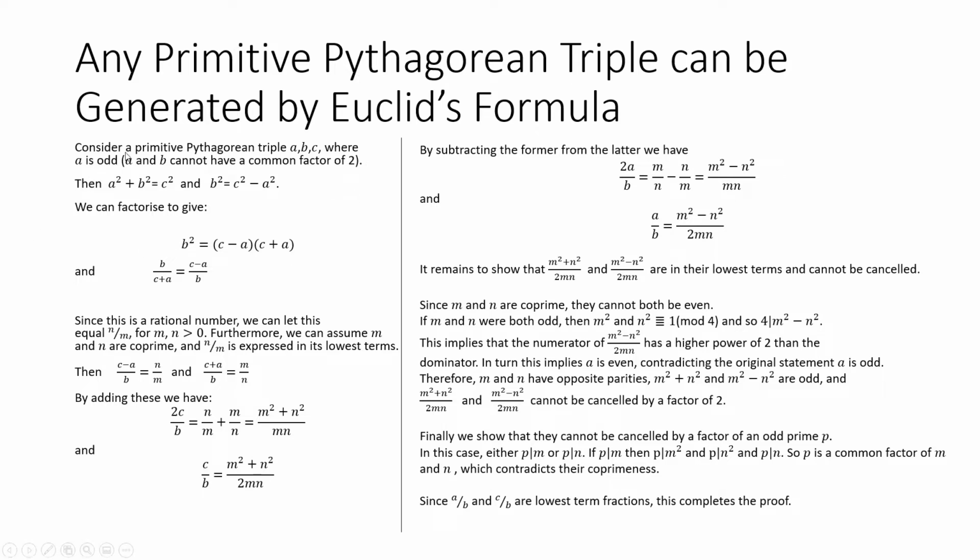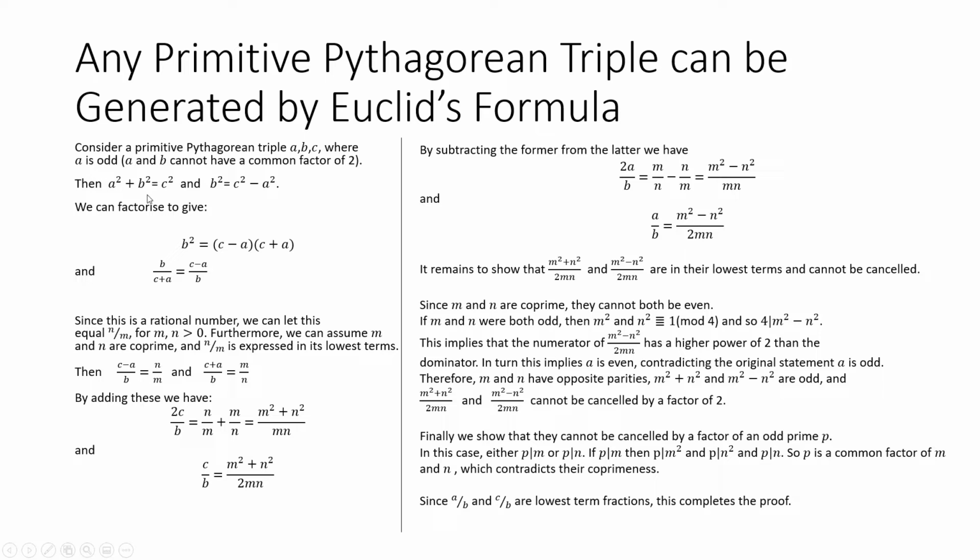I'm going to consider a primitive Pythagorean triple ABC. We can only have one even side. We can't have two sides with a common factor 2, so we can only have one even side. So one of the two shorter sides has to be odd. I'm going to nominate this one as A.